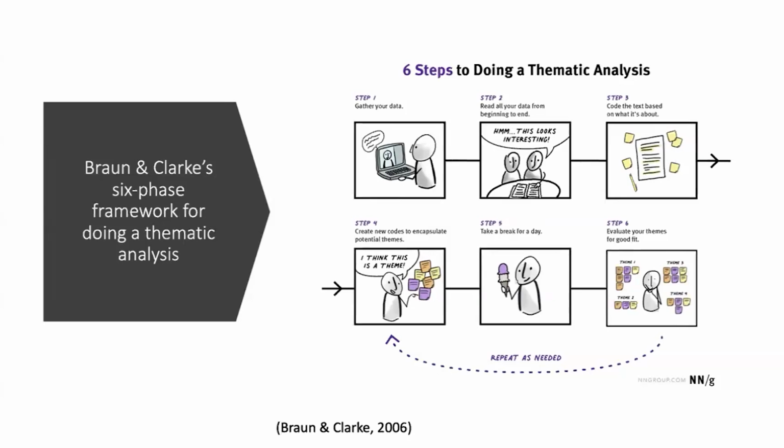encourages you to read all your data from the beginning to the end, which is also known as data familiarization. And then step 3 is when you start to code the text based on what it's about. Step 4, you now create codes to encapsulate potential themes. Step 5, you take a bit of a break. And then step 6, evaluate your themes for a good fit. So I'm going to talk a bit more on how these different steps link into one another. And at the end of the day, you have what we call fully analyzed data.